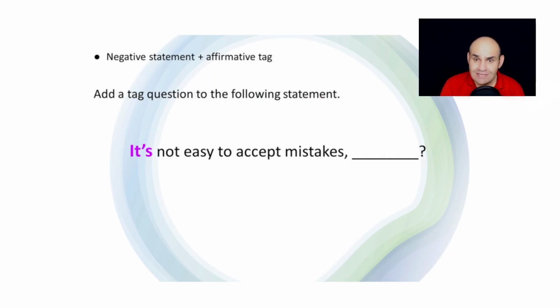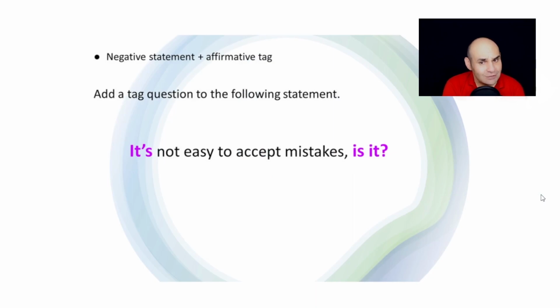It's not easy to accept mistakes. Tell me about this statement. Do we have an affirmative statement here or a negative one? Okay, in this case, we have a negative statement. It means that we need an affirmative tag. It's not easy. So what is the answer? Good. It's not easy to accept mistakes, is it?